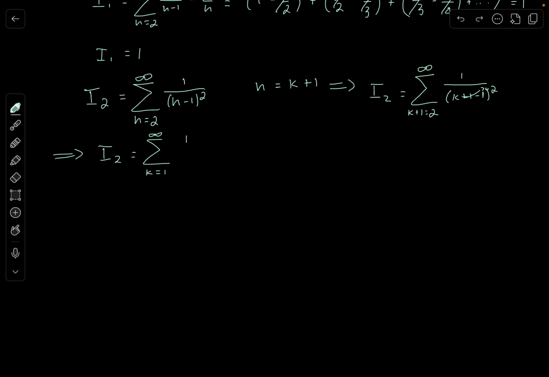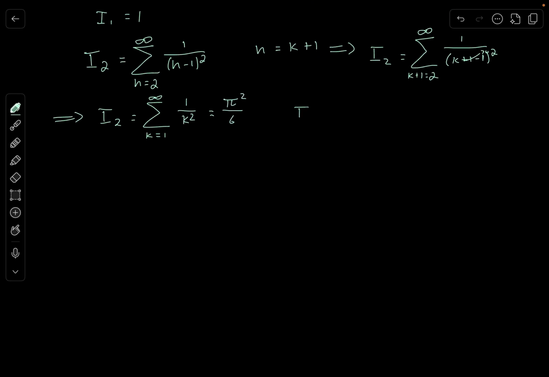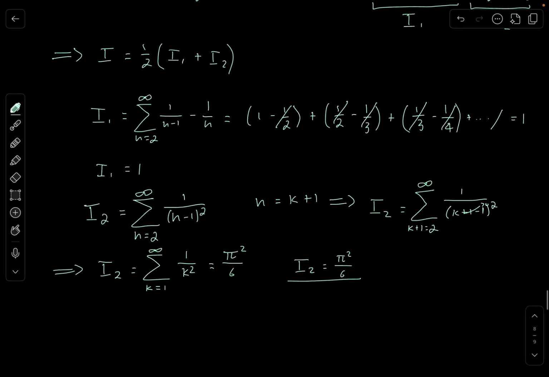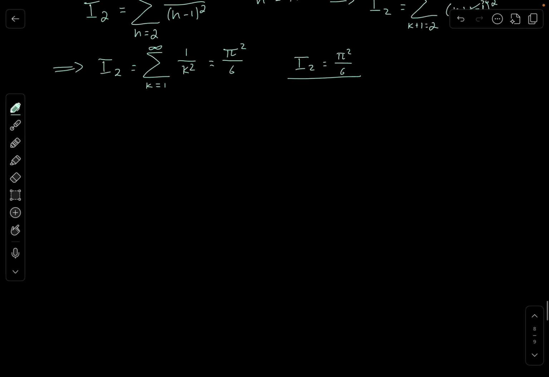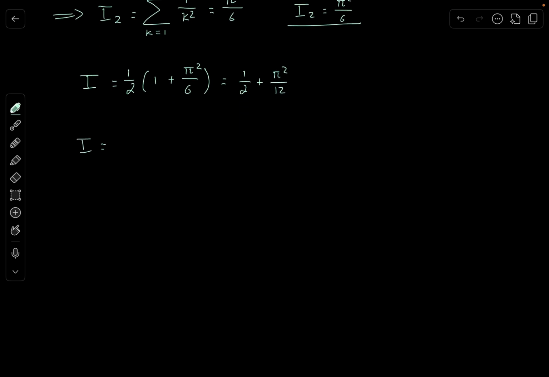And we'll get 1 over k squared, which is well known. This is the Basel problem. This is pi squared over 6. So we know that I sub 2 is equal to pi squared over 6. I sub 1 is equal to 1. So we have I is equal to 1/2 times 1 plus pi squared over 6, which is equal to 1/2 plus pi squared over 12. And that is our final solution for this pretty cool looking integral.